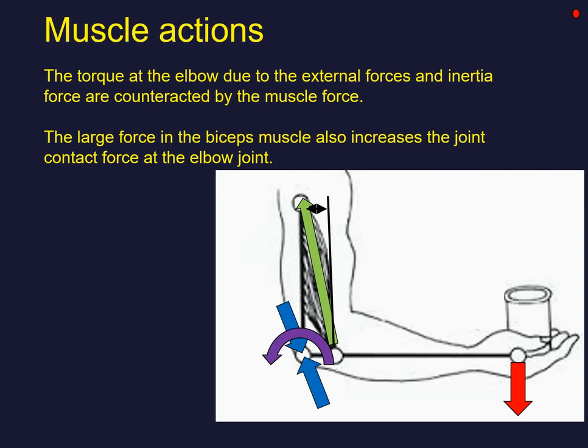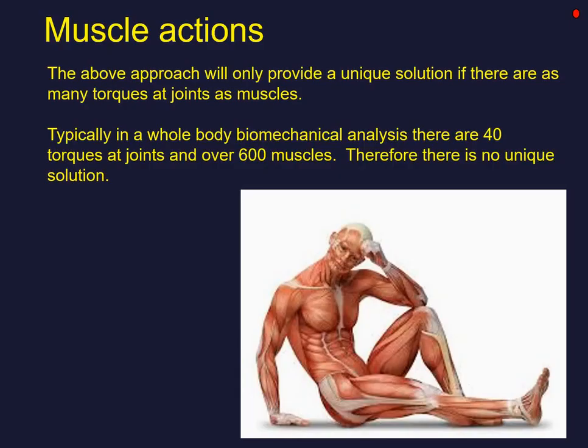Note also, though, that the force in the muscle also contributes to increasing the joint contact force at the joint, and often the force due to the muscle can be much larger than the force due to externally applied forces. So if we want to know what the forces in all of the muscles are, it should be quite easy. We know that those muscles generate the torques at the joint, so we know what the torques at the joints are. The problem is there are many more muscles than there are torques. Typically, there will be about 600 muscles throughout the body, whereas typically for the major joints, there's only about 40 torques. Hence, there is no unique solution.